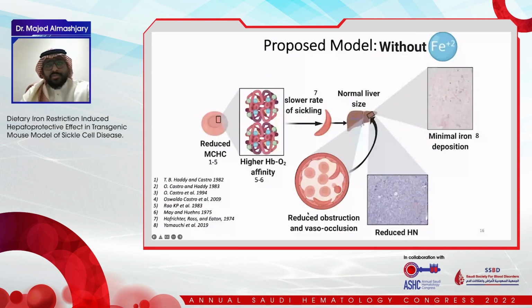Without iron, the reduced MCHC may improve the hemoglobin oxygen affinity, in a way that could lower the sickling rate and give less hepatic necrosis incidence and a normal liver phenotype by reducing the obstruction and vaso-occlusion in these mice. And one of the reasons is to have a minimal iron deposition. Not to mention that, but if we have a Q&A for it, we can elaborate on it.